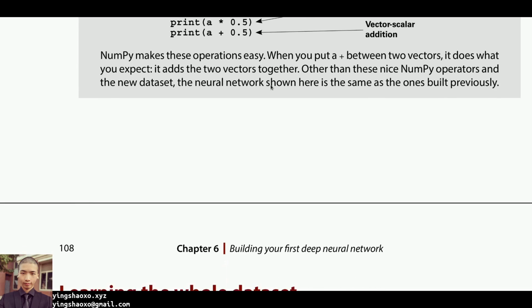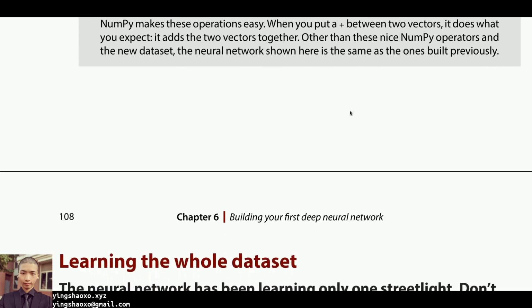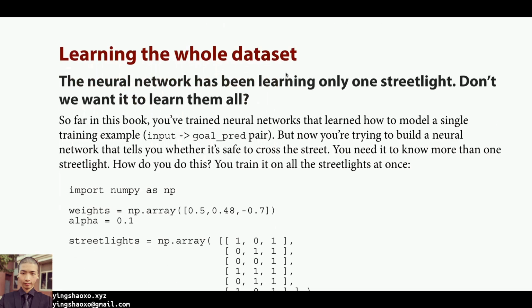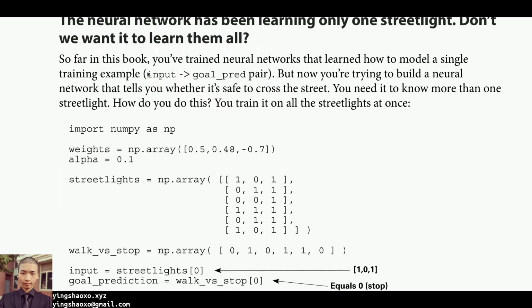The neural network shown here is the same as the ones built previously. Learning the whole dataset: the neural network has been learning only one streetlight. Don't we want it to learn them all? So far in this book, you trained neural networks that learned how to model a single training example, the input to the goal prediction pair. But now you are trying to build a neural network that tells you whether it's safe to cross the street. You need to know more than one streetlight. How do you do this? You train it on all the streetlights at once.